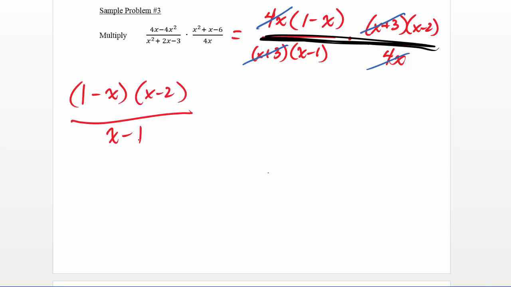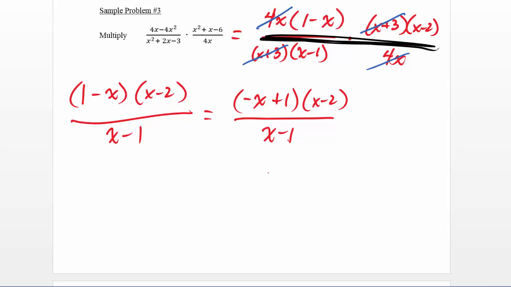Now I've rewritten the given material so that we can see what's left over here. Now we have this term 1 minus x, and we have x minus 1 in the denominator, and they look like they have something in common, but they're not exactly the same term. So what you can do is rewrite this first term in an order that looks familiar.